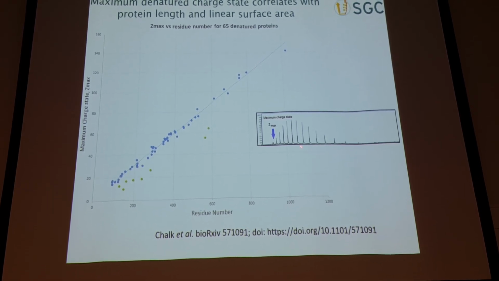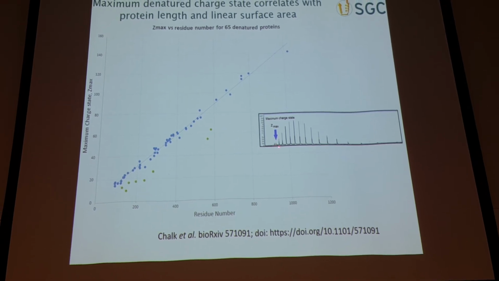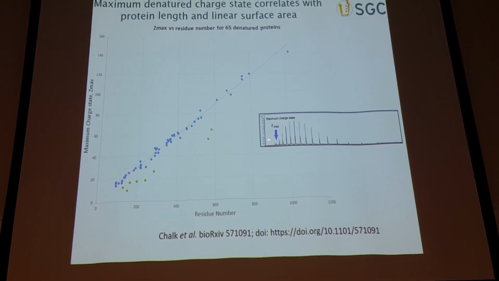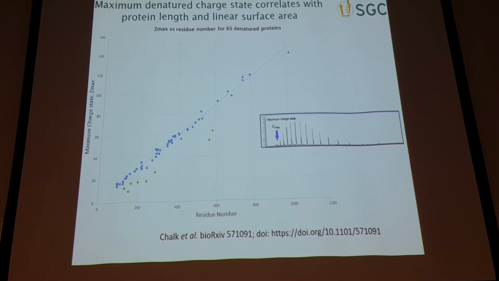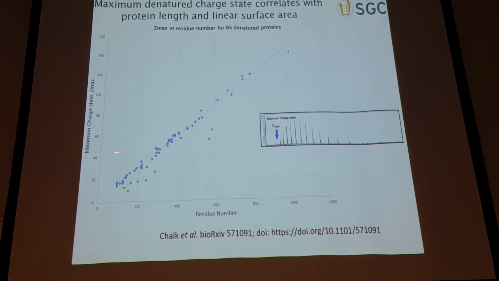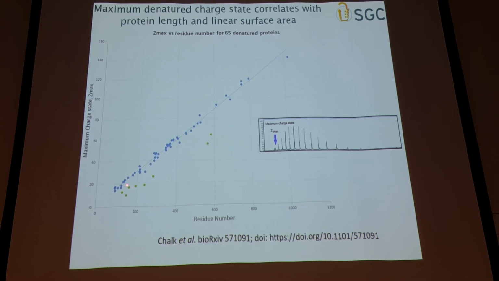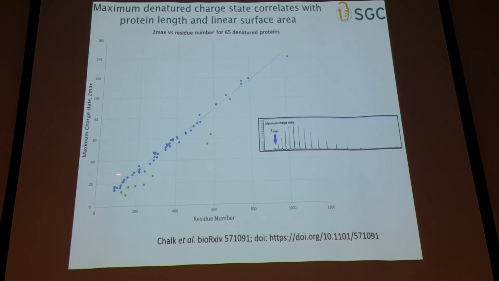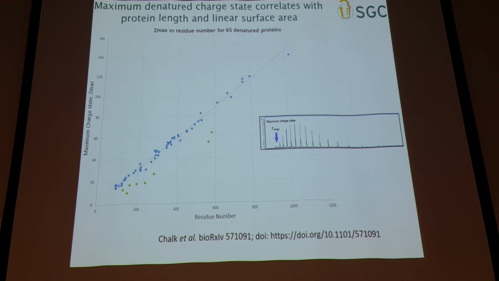What Rita did is she measured the average charge state here. What we've done is we measured the maximum charge state. What you will notice if you do any protein mass spec is this value never exceeds 600 Daltons, ever. If you plot this, what I've done here is plotted the maximum charge state against just the residue number for the protein, you can see that almost all of these proteins sit on a beautiful straight line. The R squared value for this is 0.99.